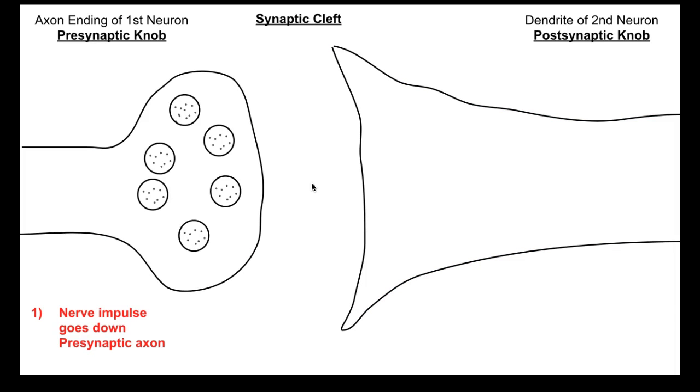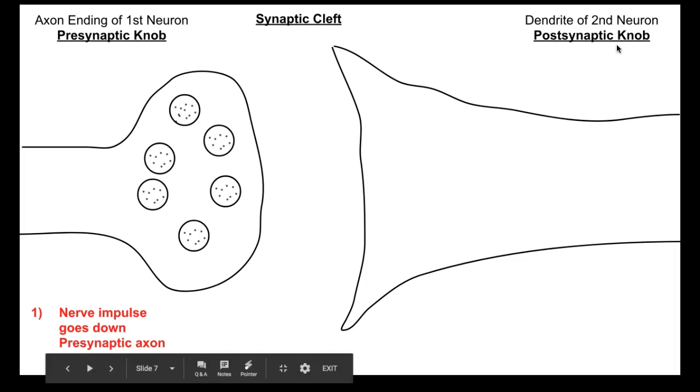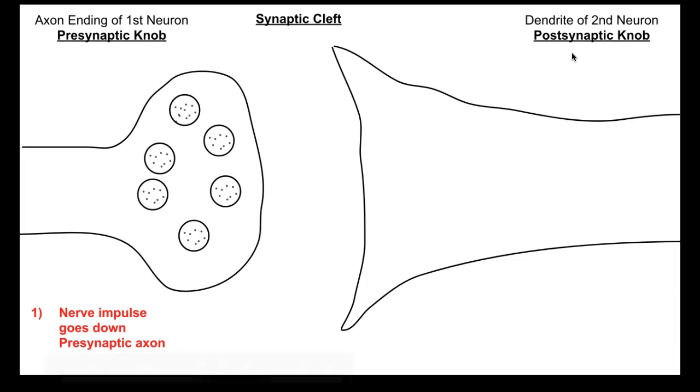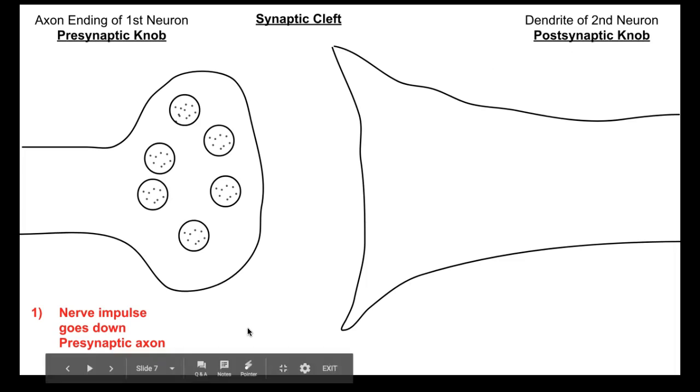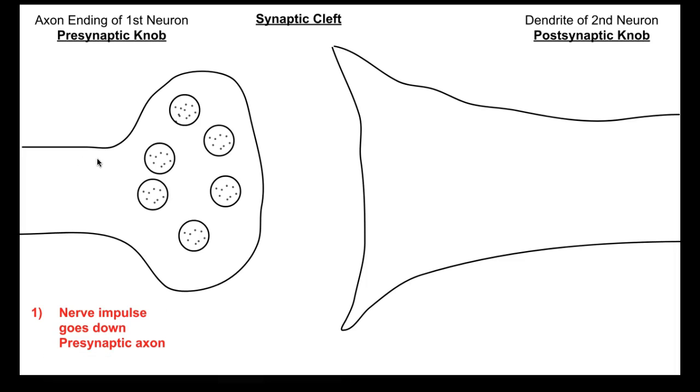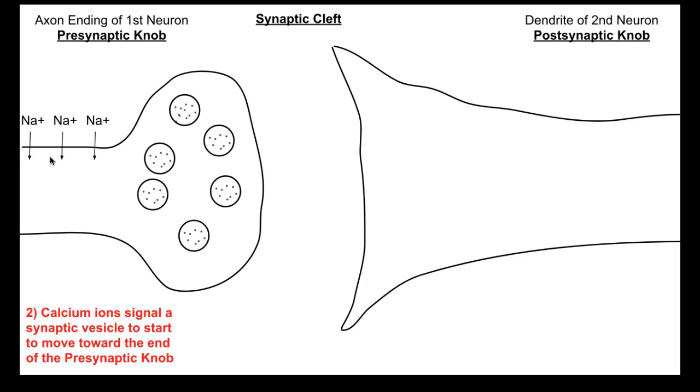So to get into what happens with this whole process in order to jump over this space and send the impulse to the next part, or to depolarize, send an action potential to the postsynaptic knob. That's the whole point of this, to depolarize the postsynaptic knob. The first thing that we have to do is we're going to see the nerve impulse kind of going down our axon. So that's going to be shown as sodium kind of rushing in, those sodium channels opening and going into a depolarization. Okay, when that happens, it signals another ion, calcium.